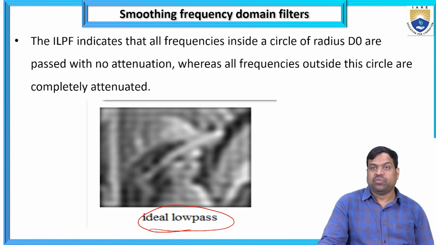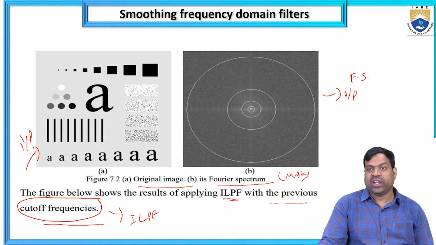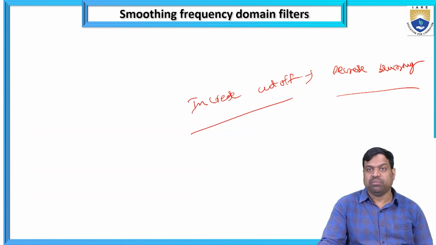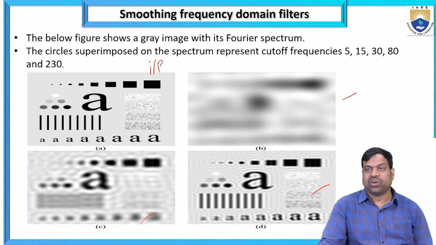The ideal low pass filter indicates that all frequencies inside a circle of radius d naught are passed with no attenuation, whereas all frequencies outside the circle are completely attenuated. Here is one example of an ideal low pass filter with different cutoff frequencies. This is the input original image and its Fourier spectrum. The cutoff frequencies are 5, 15, 30, 80 and 230. The input is the original image, and the output images are the results for each cutoff frequency.